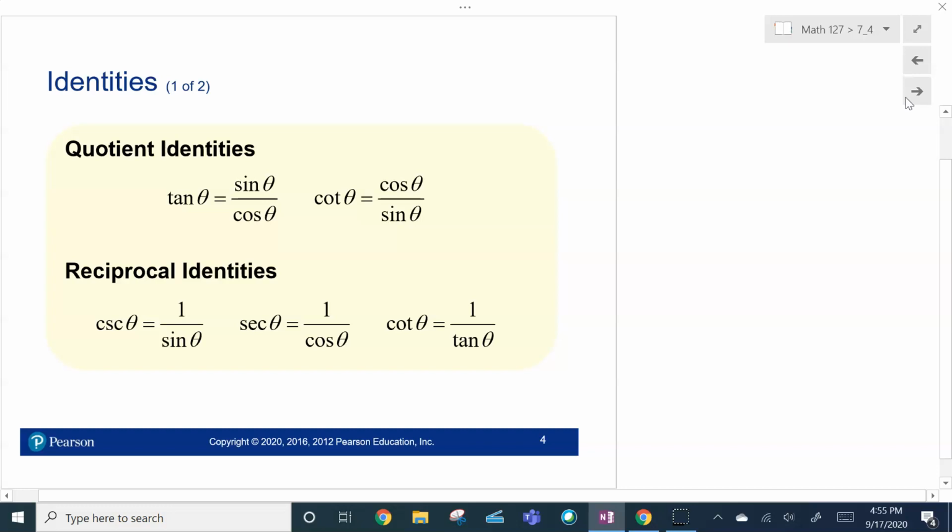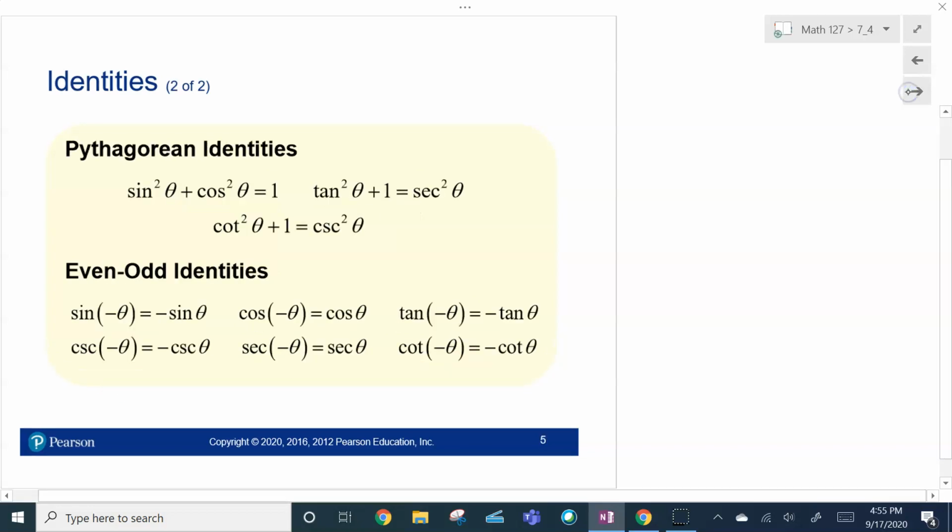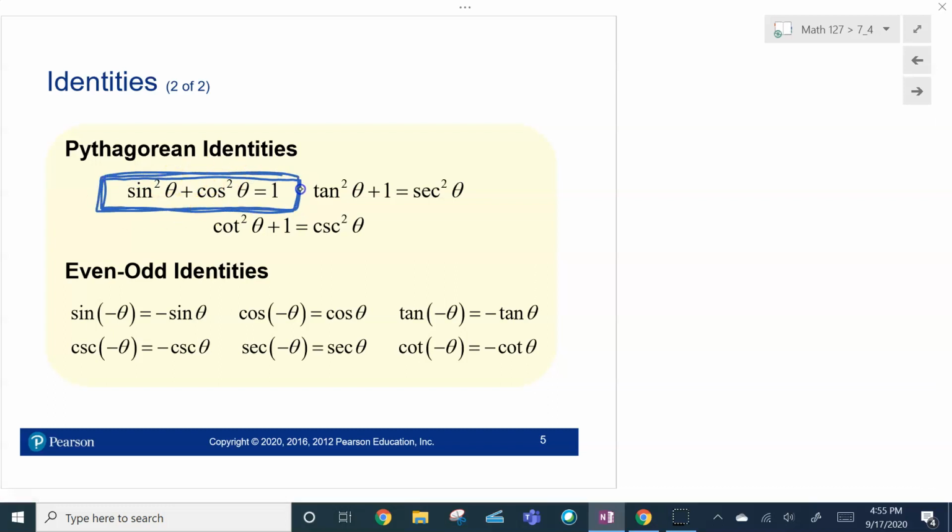Here are our quotient identities. If you remember, tangent is sine over cosine, cotangent is cosine over sine, and then there are the reciprocal identities. Our Pythagorean identities, I remember this one's what I always refer to as the money formula. It seems to always pop up. If you divide everything by cosine squared, you get that one. If you take the money formula and divide everything by sine squared, then you end up with that one there.